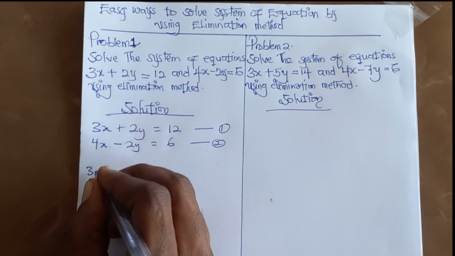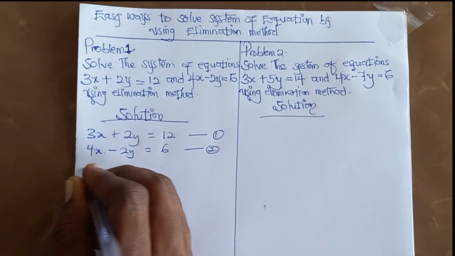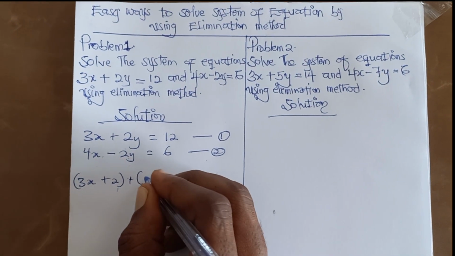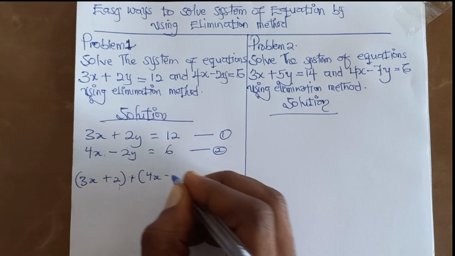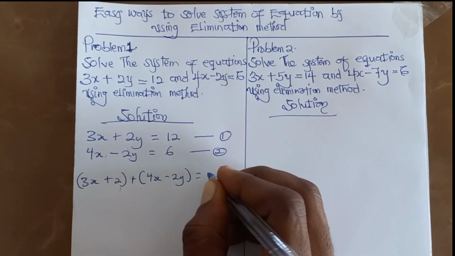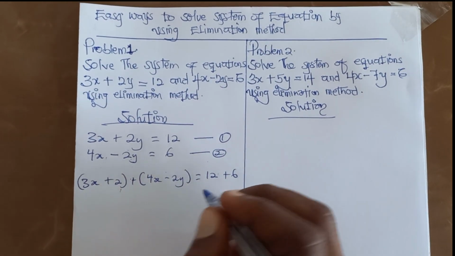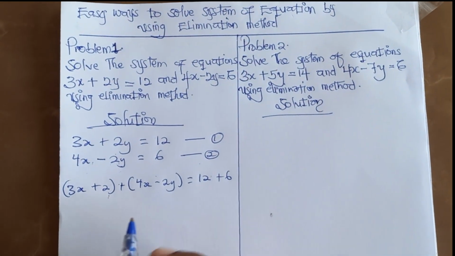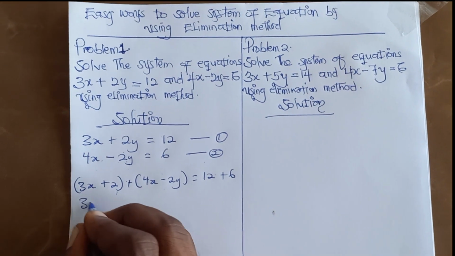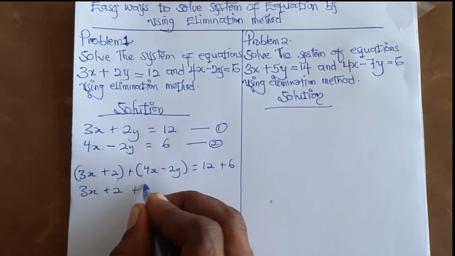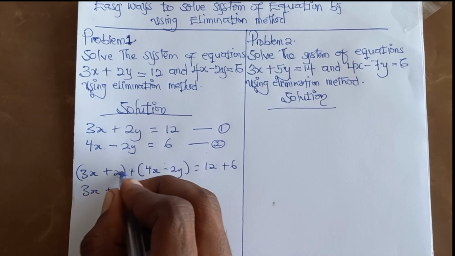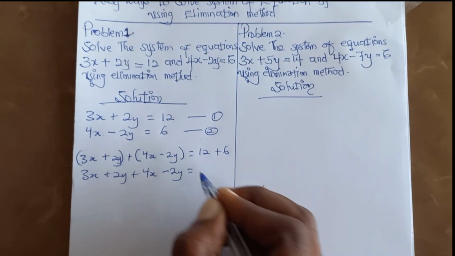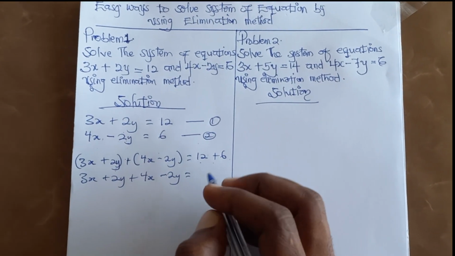So we have 3x plus 2y, plus 4x minus 2y, which is equal to 12 plus 6. When we simplify, we are going to get 3x plus 2y plus 4x minus 2y, which is equal to 12 plus 6, which is 18.